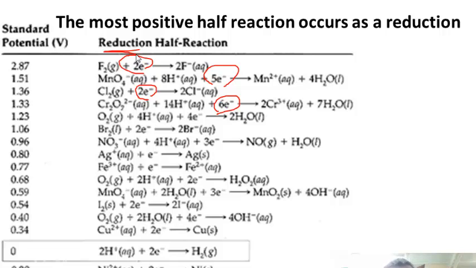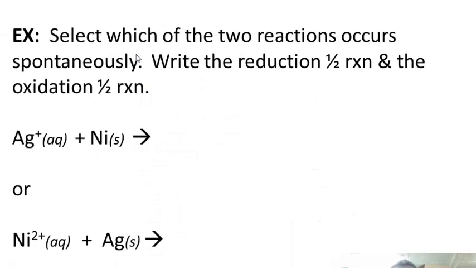What we're also going to do is combine these and hopefully get a positive voltage when we see whether or not a reaction occurs or doesn't occur. If it occurs, it'll be a positive voltage. Here's an example. Select which of the two reactions occurs spontaneously. Remember, spontaneous means it's going to have a positive voltage. Write the half reaction for the reduction and the half reaction for the oxidation.